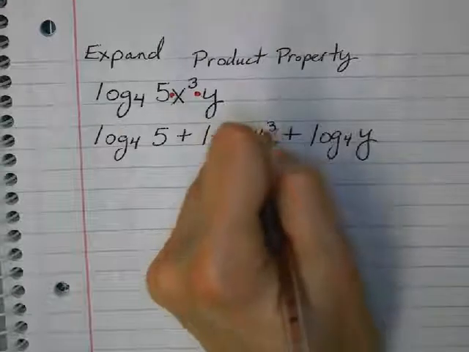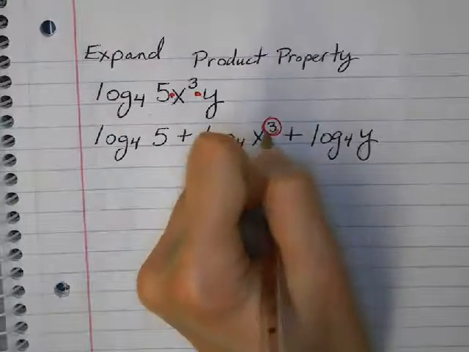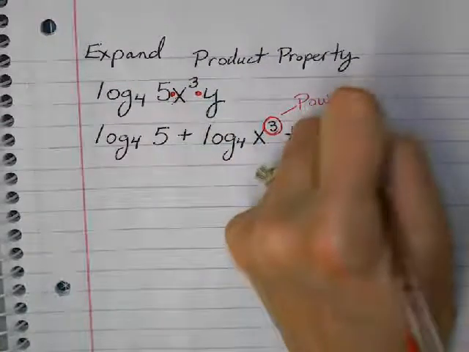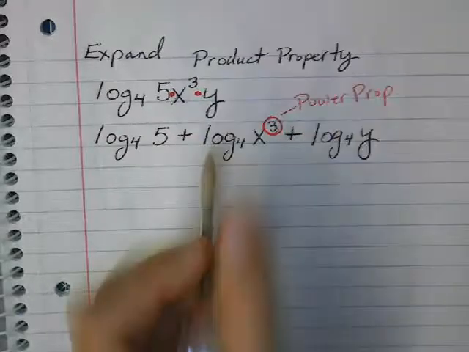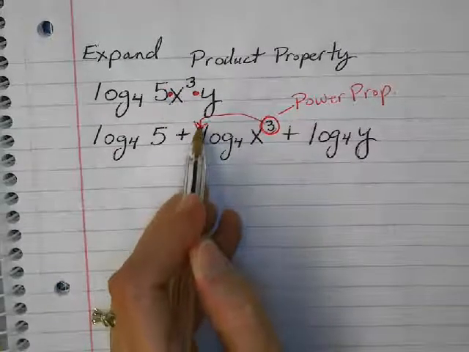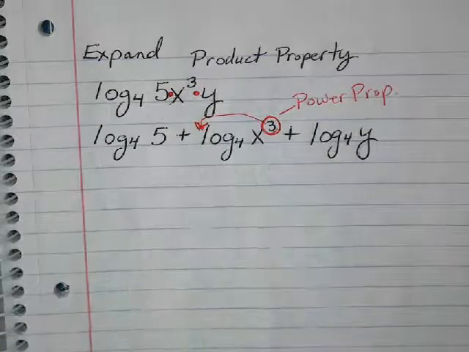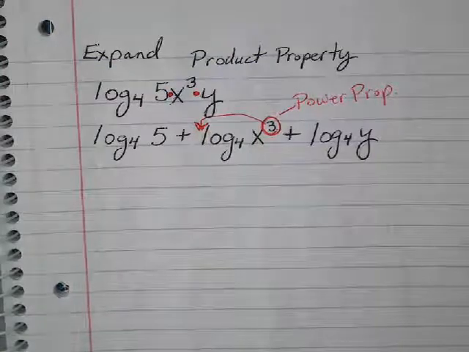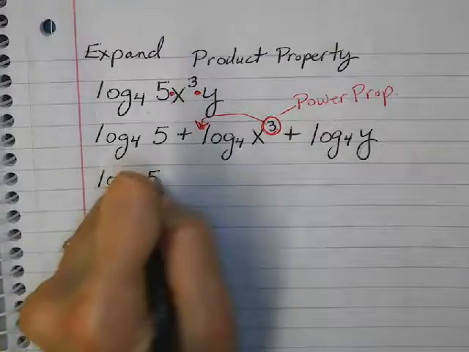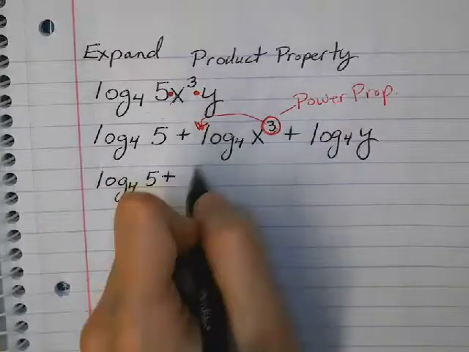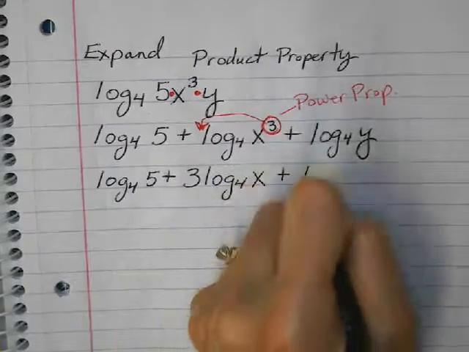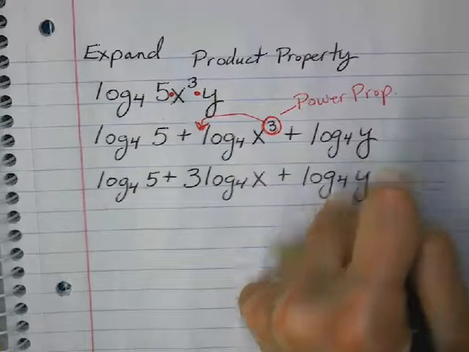That's right. Then we have a power right here, x to the third power. So now we can do the power property also. And this is pretty easy. You just bring this 3 in front of this one. Just kind of put an arrow, that'll help you see it. And then the problem will be finished. That's all there is to it. So the answer is log base 4 of 5 plus, and then you bring the 3 in front of this one, 3 times log base 4 of x plus log base 4 of y.